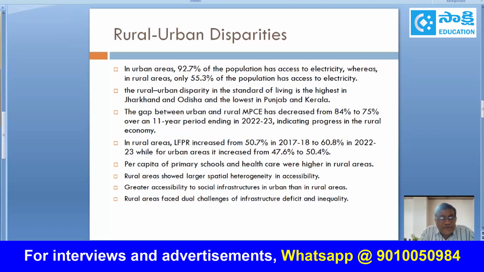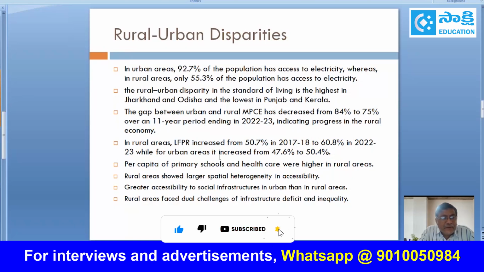As far as the rural urban disparity in standard of living is concerned, it is highest in Jharkhand and Odisha. So there you will find disparity in terms of standard of living. The disparity between rural and urban areas is highest in Jharkhand and Odisha and lowest in Punjab and Kerala. As far as Jharkhand and Odisha are concerned, the standard of living in urban areas is higher as compared with the rural areas.